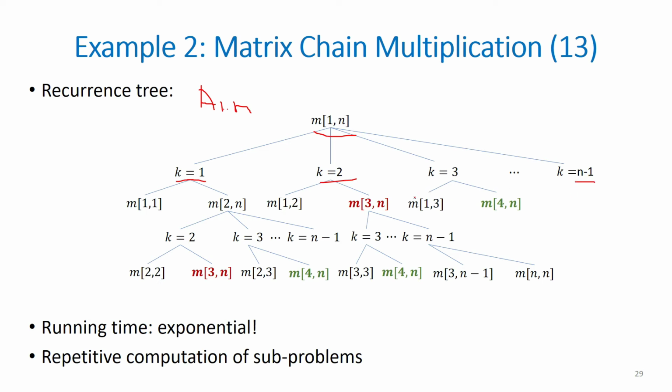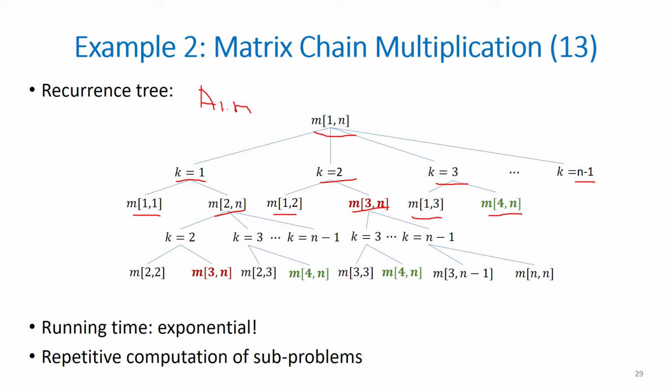So if k is equal to 1, it means that we split the chain A1 to n into A1 to 1, which is basically the single matrix A1, and the subchain A2 to n. If k is equal to 2, the two subchains would be A1 to 2 and A3 to n. If k is equal to 3, the two subchains would be A1 to 3 and A4 to n.